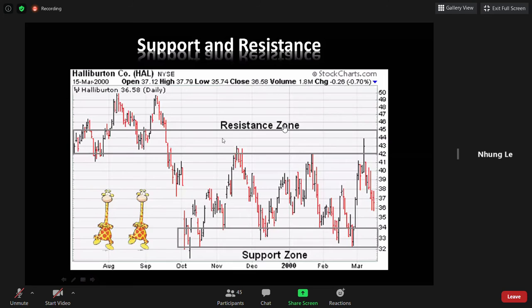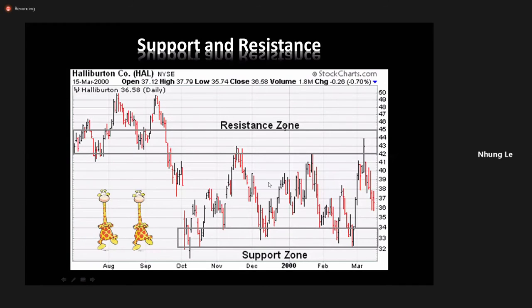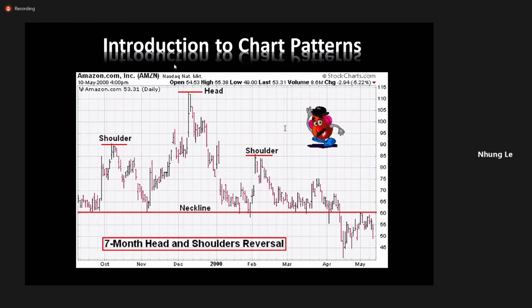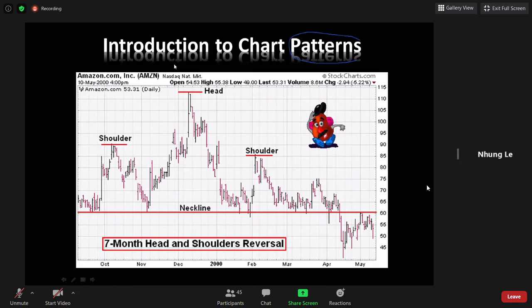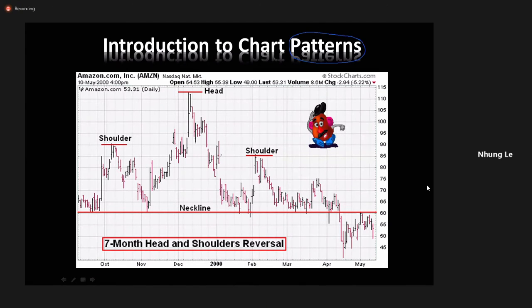And sometimes we cannot determine the resistance line, but we determine the resistance zone. And now we move to the pattern. What does this mean about the pattern? Actually, we have many patterns to learn. And here, one of the most common and still working well until now, we call this head and shoulder. Very funny, right?